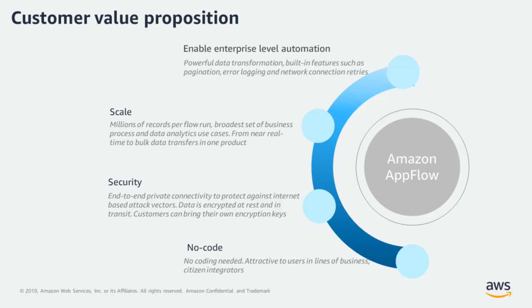With SaaS applications that have integrated with AWS PrivateLink, AppFlow provides end-to-end private connectivity out of the box. So you don't have to set anything up. You will be able to transfer data privately between those applications and AWS services so that the data never gets exposed to the public internet.